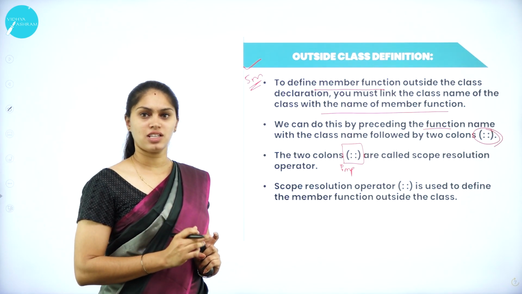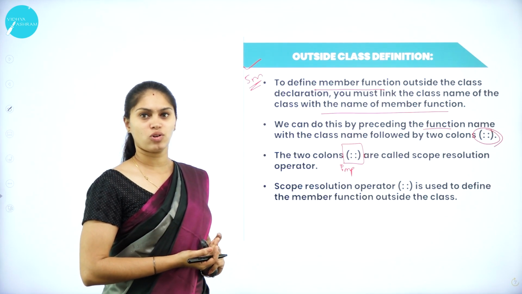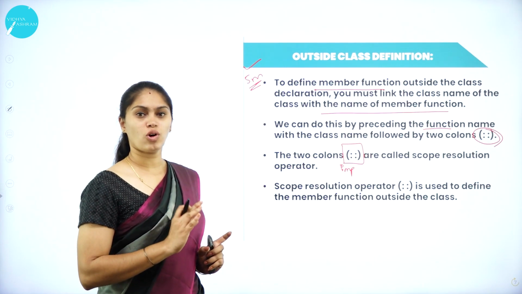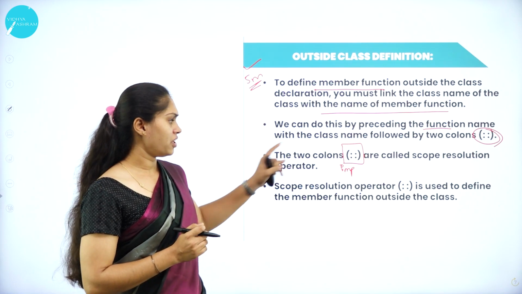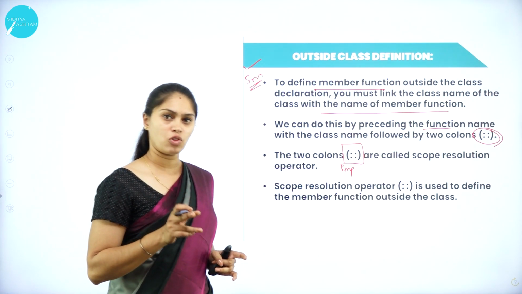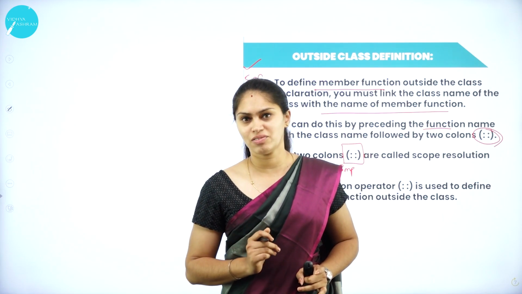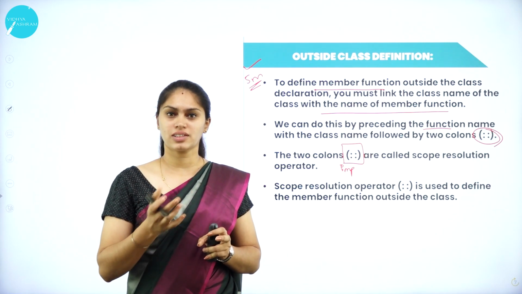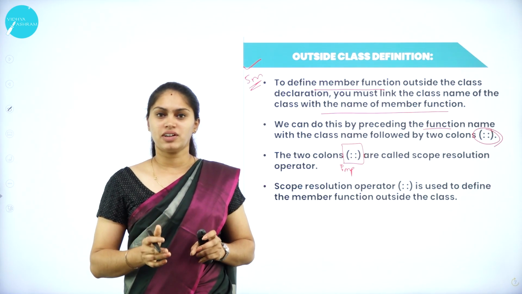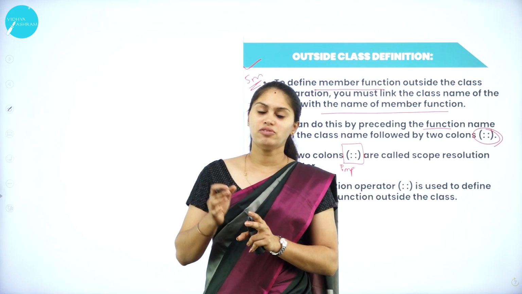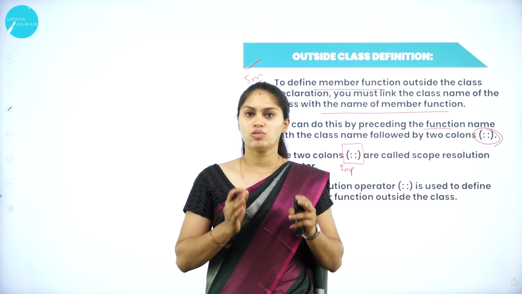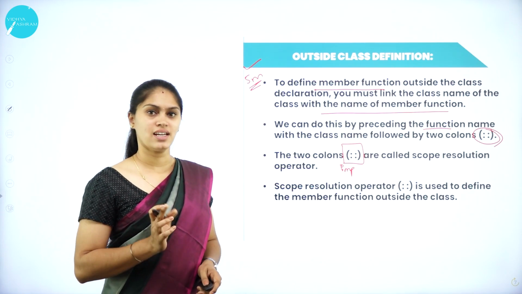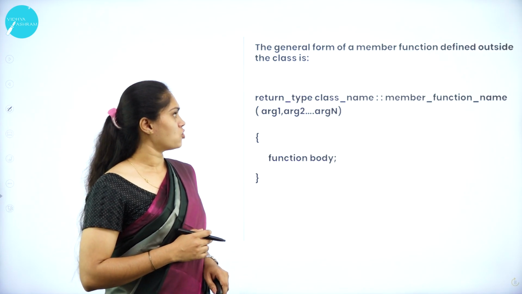What is the use of the scope resolution operator and why do we require the scope resolution operator? That is very, very important. Those 2 colons are nothing but the scope resolution operator. So why do we require it? When I want to define the member function outside the class definition, at that time I require this scope resolution operator. Okay, that will create a link between the class and the member function. That tells the compiler that this member function belongs to a particular class. So why do we require the scope resolution operator then? In order to define the member function outside the class definition.